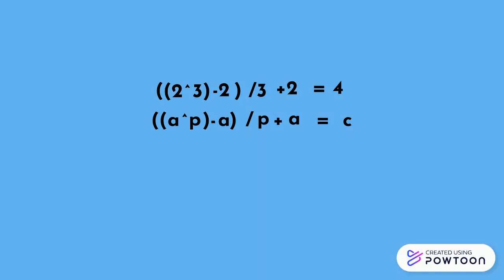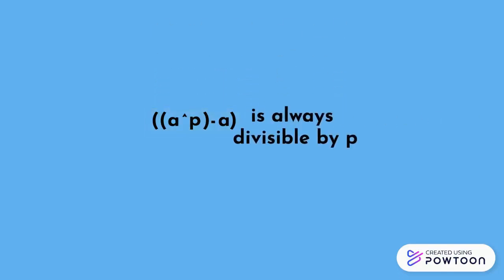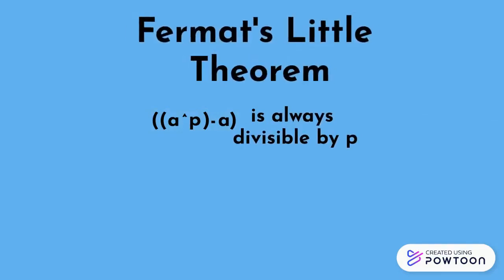Now, here's where it gets interesting. The number of clasped necklaces is obviously a whole number, so just this part here is a whole number. That means that this section here is divisible by P, no matter what A and P are. This is called Fermat's little theorem, which he stated in 1640.